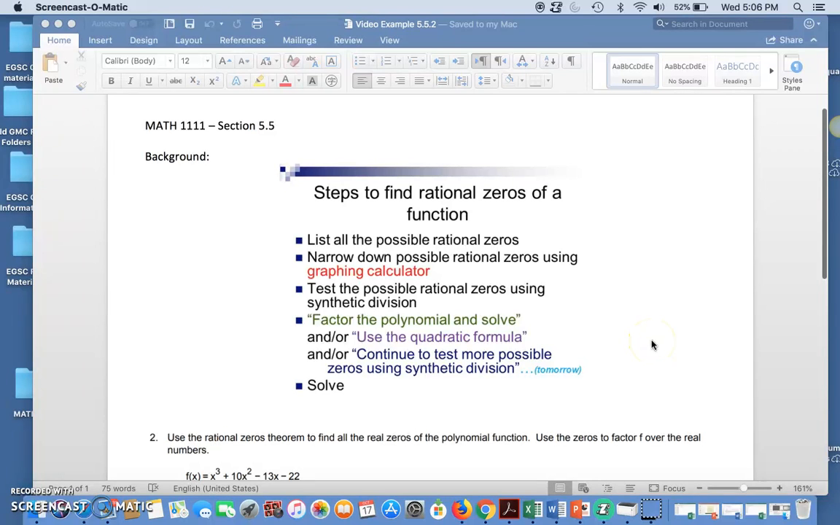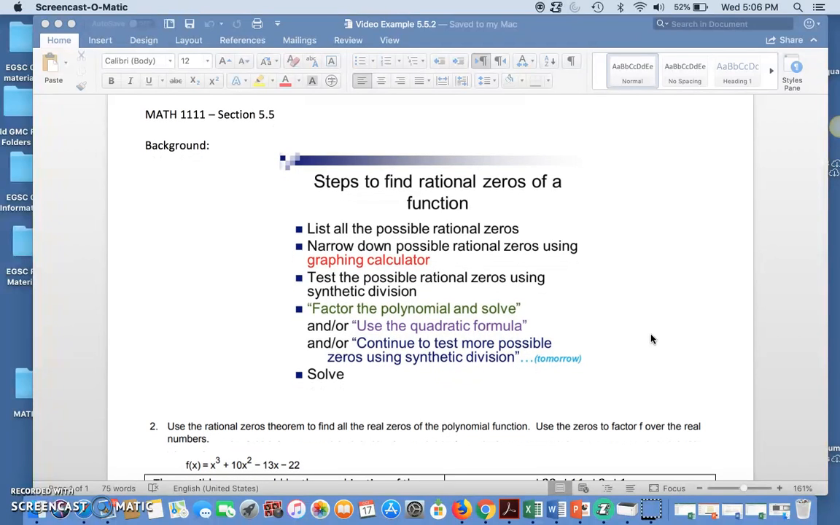Okay, section 5.5, it says steps to finding rational zeros of a function. List the possible rational zeros. Narrow down your possible rational zeros using the graphing calculator. Test the possible rational zeros using synthetic division. Factor the polynomial and solve. Use the quadratic formula. Continue to test more possible zeros using synthetic division.